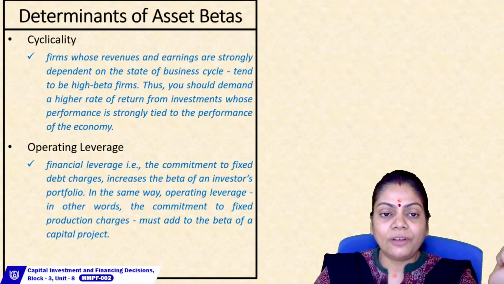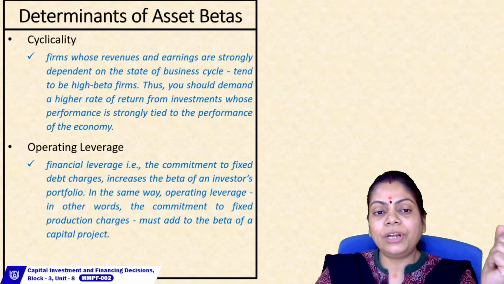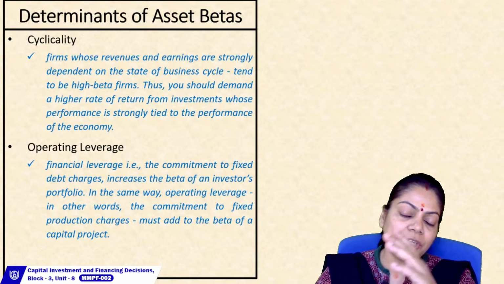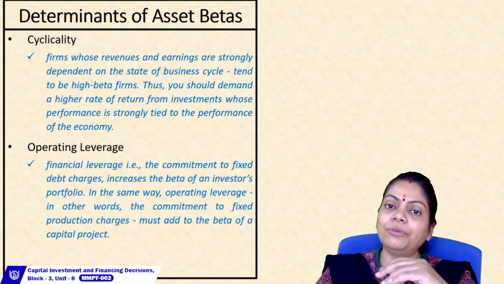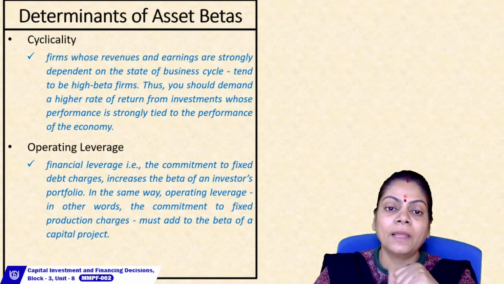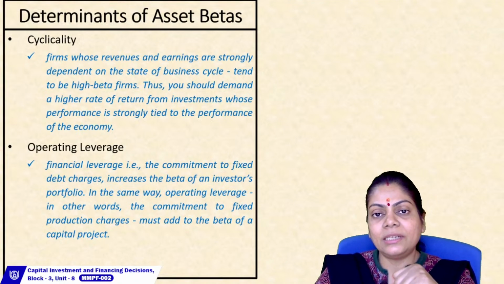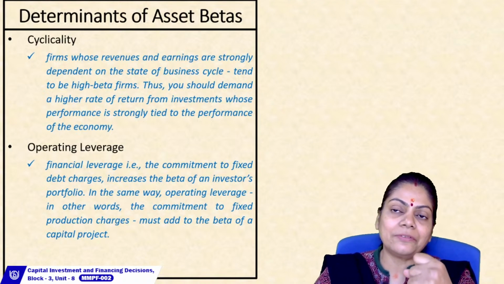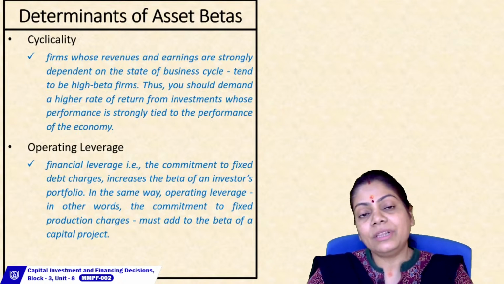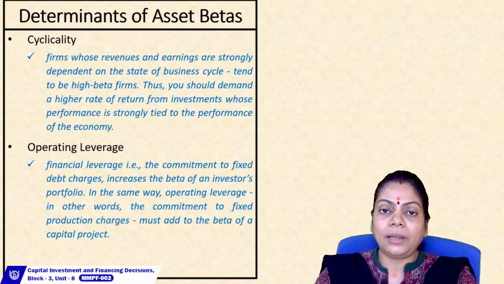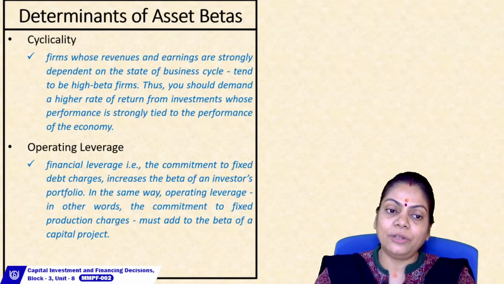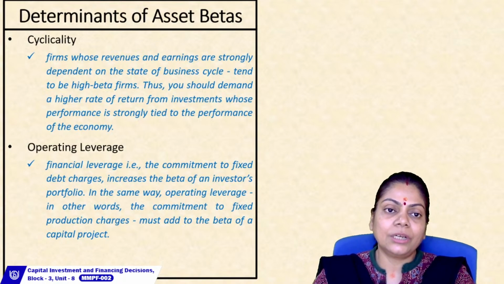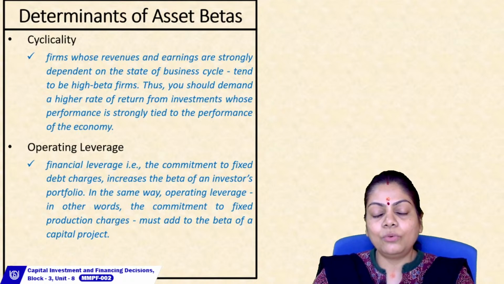Now, the firm whose revenues and earnings are very strongly dependent on the business cycle tend to have very high beta, because these companies will be taken for a ride along with the economy. So if you are dealing with a company that is cyclical in nature, you should always demand a high rate of return, and these kinds of companies will have a high cost of capital, and when they invest in particular projects, they will tend to employ a higher cost of capital to evaluate those projects. It might not be the case for defensive kinds of stocks, which are not very cyclical.